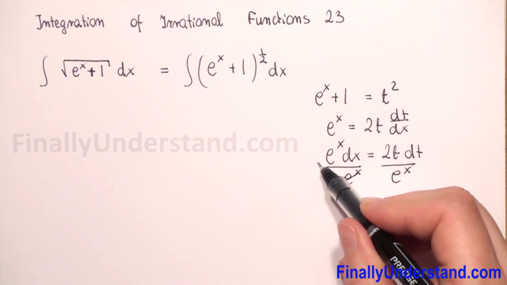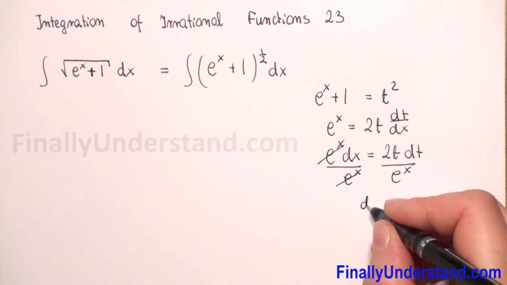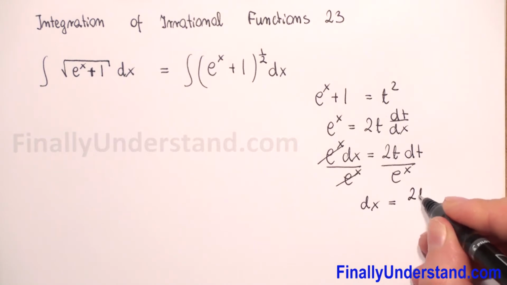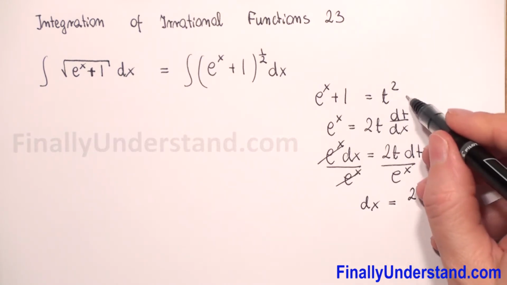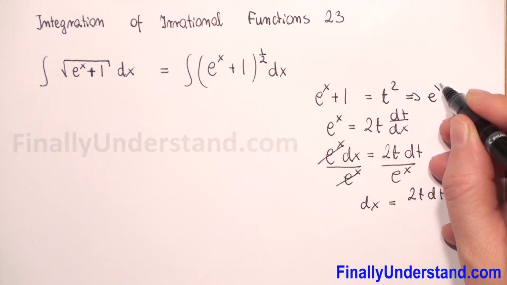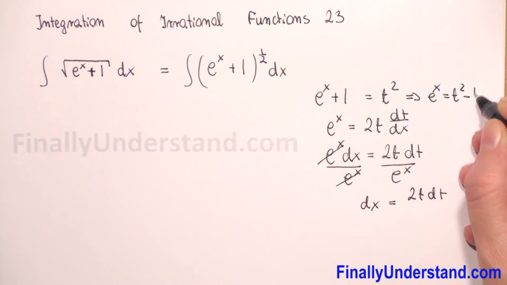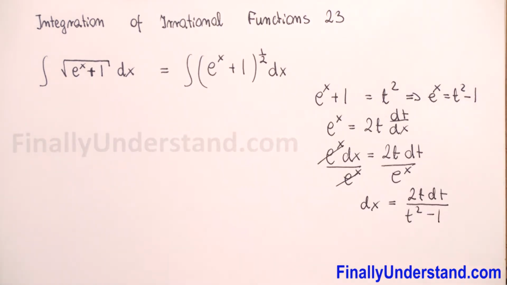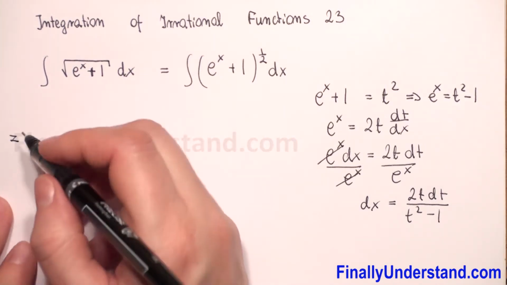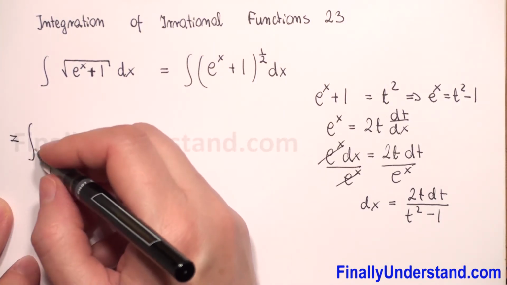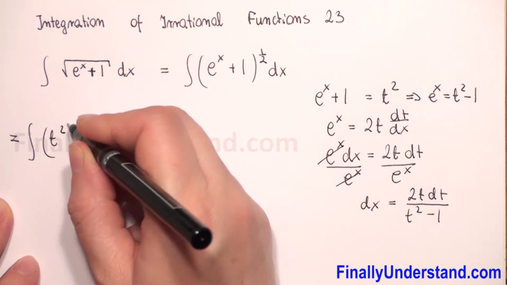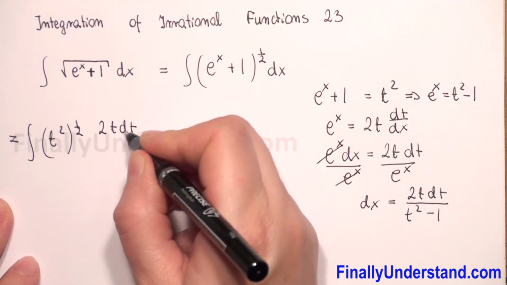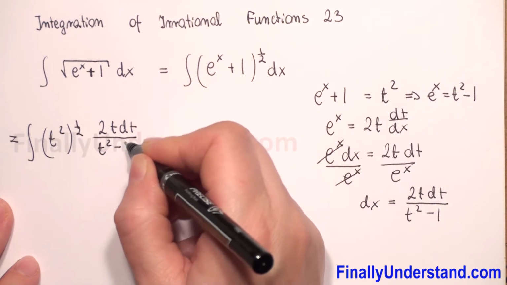So e to power x we can reduce, and we have that dx is equal to t dt. e to power x we will find from this equation is equal t square minus 1. So we have over t square minus 1. Now we can substitute. So our integral is equal (e to power x plus 1, which is t square) to power 1/2 dx is equal to t dt over t square minus 1.